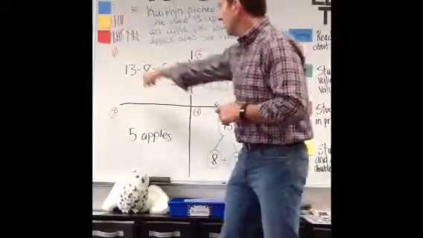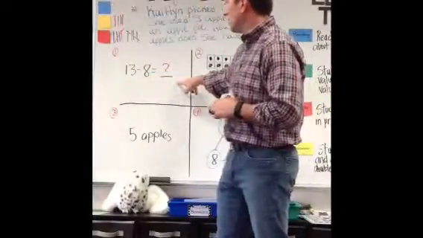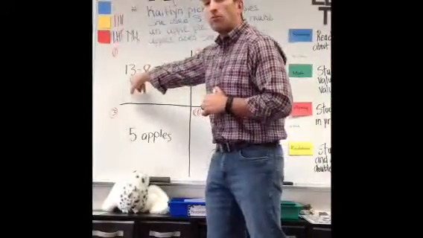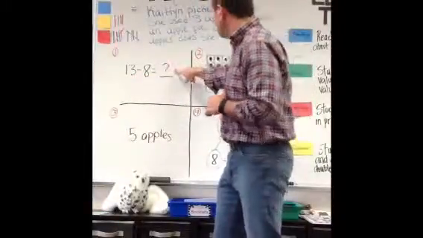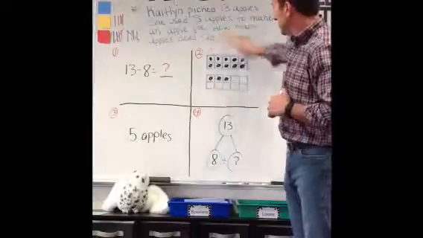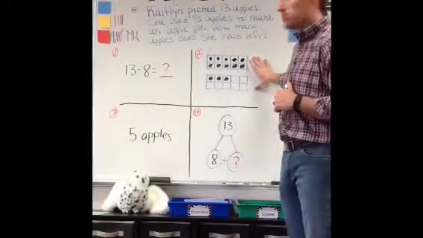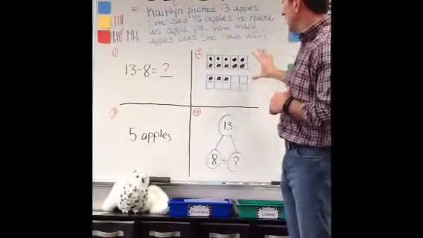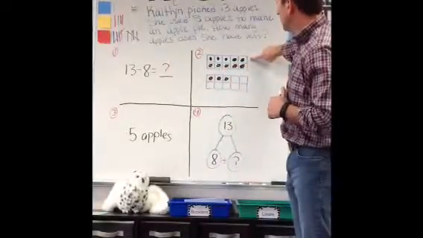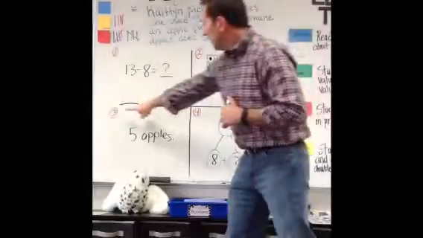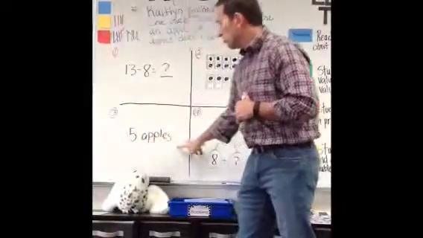The first step here is we're going to write a situational equation that matches our problem. She started with 13 apples, she used 8, and we want to know how many are left. The second step in the second box here is we're going to use a strategy to solve. I'm using 10 frames. I put in 13 apples, I crossed out 8 of them, and I counted that I have 5 left. In the third square, we're actually going to write our answer.